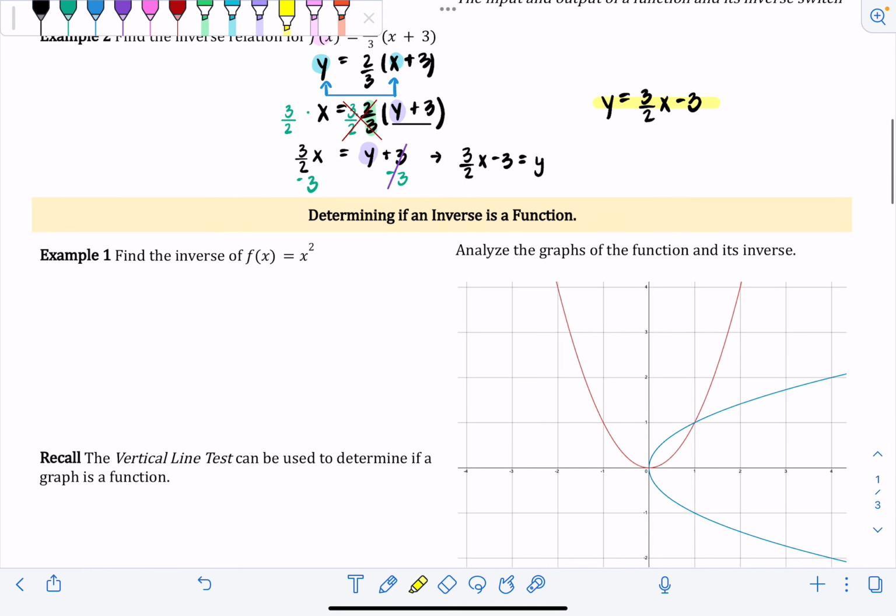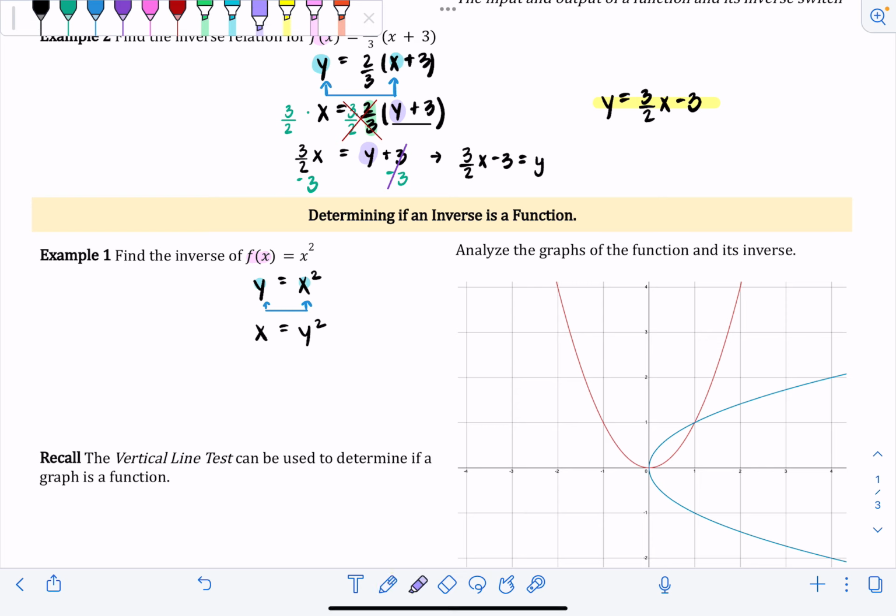Okay, next section, determining if an inverse is a function. So the first example of this section says find the inverse of f of x equals x squared. So same set of steps. I'm not going to scroll back and forth just because it'll make the screen a little crazy. But step 1 is to switch out f of x for y. So it'll be y equals x squared. And then step 2 is to switch the places of x and y. So then that'll become x equals y squared.